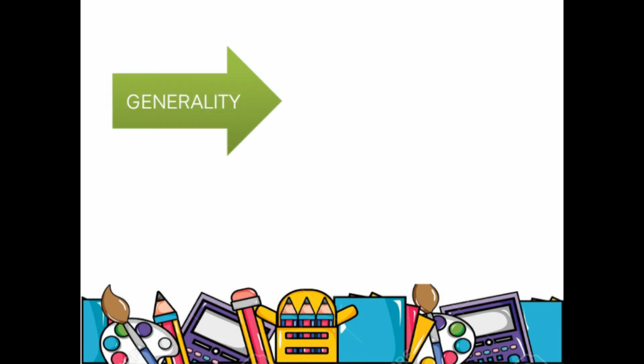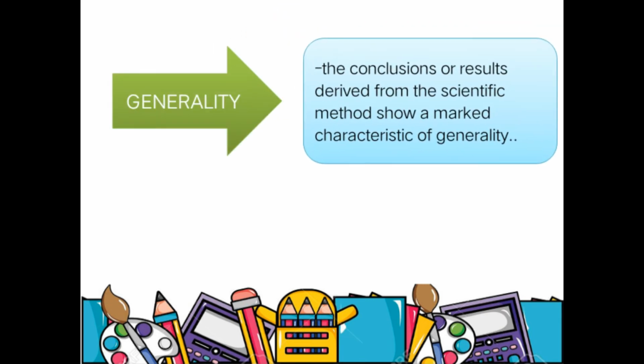Let's now proceed to generality, which means the conclusions or results derived from the scientific method show a marked characteristic of generality. First, it means that inductive reasoning and process is needed in making generalizations out of particular happenings or events. And secondly, the principles, laws, and theories established through scientific methods are quite universal, having generalized application to similar situations. Generality provides the evaluation of the study and its significance to know the quality of research.